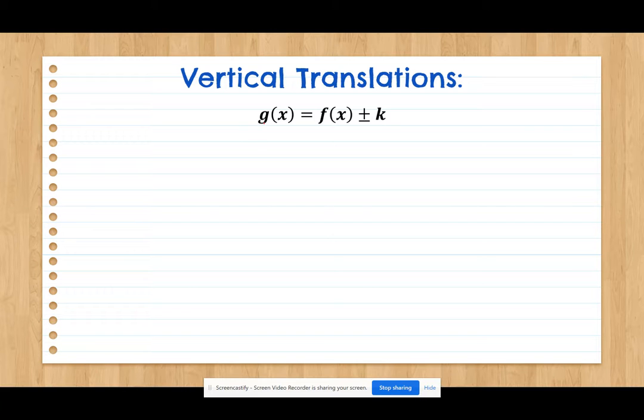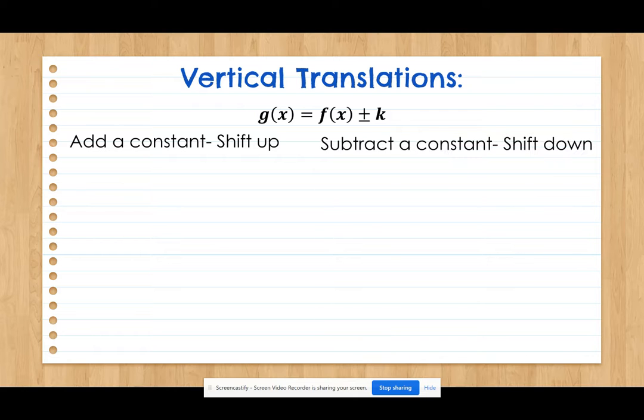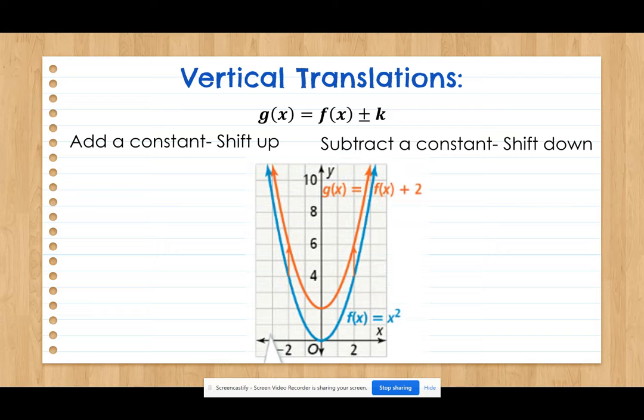Okay, so g of x is our transformed function. F of x is the original. If you add a constant, you shift up. If you subtract a constant, you shift down. So let's take a look at a couple examples. So our first one is a parabola, and you can see the original is in blue. We have x squared. They took that and they added 2 to it in the red one.